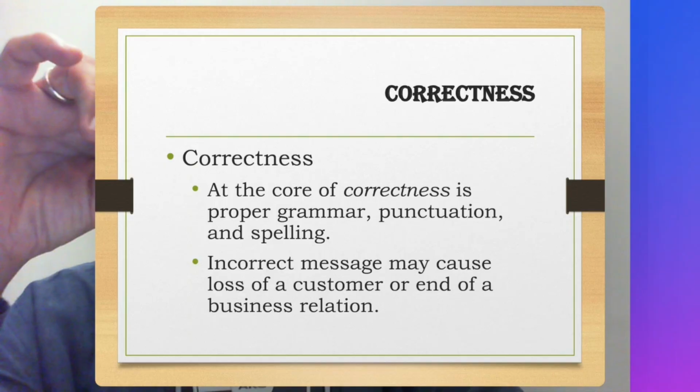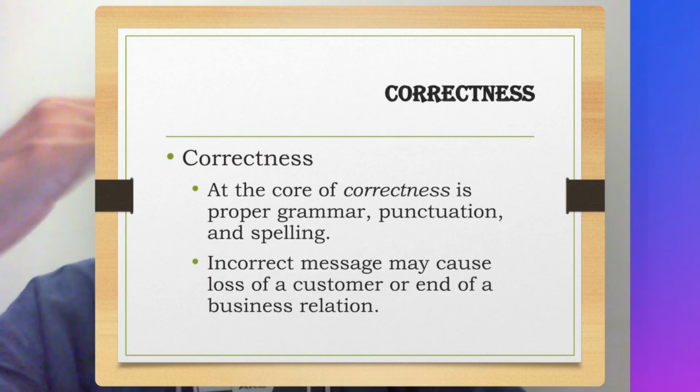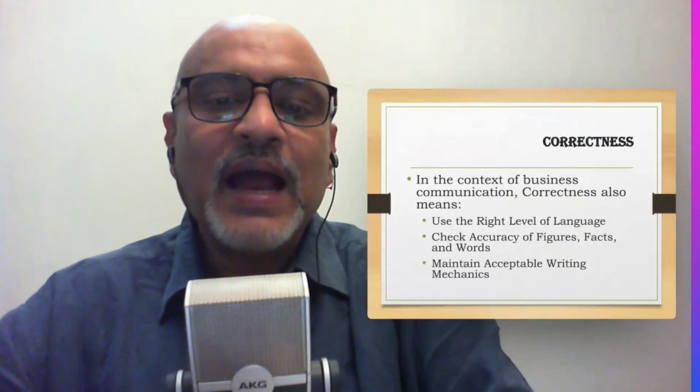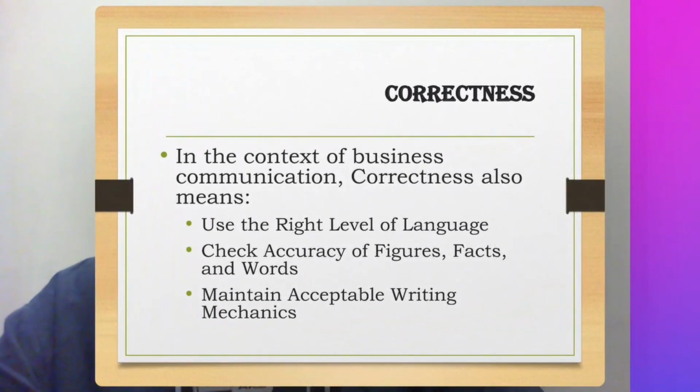It may not just lead to loss of business, it may also lead to loss of a business relation with a client, which is going to be absolutely very, very sad. So, in the context of business communication, correctness will also mean what kind of language you are using. Checking the accuracy of figures, facts, and words. See, my dear friends, authenticity comes from correctness. So, anything that is considered authentic would have no errors in it, especially in the figures, facts, and words.